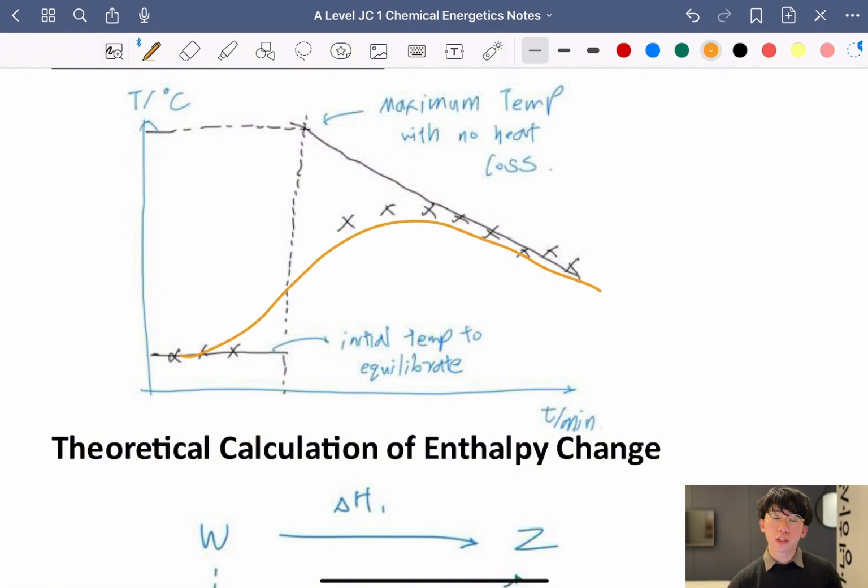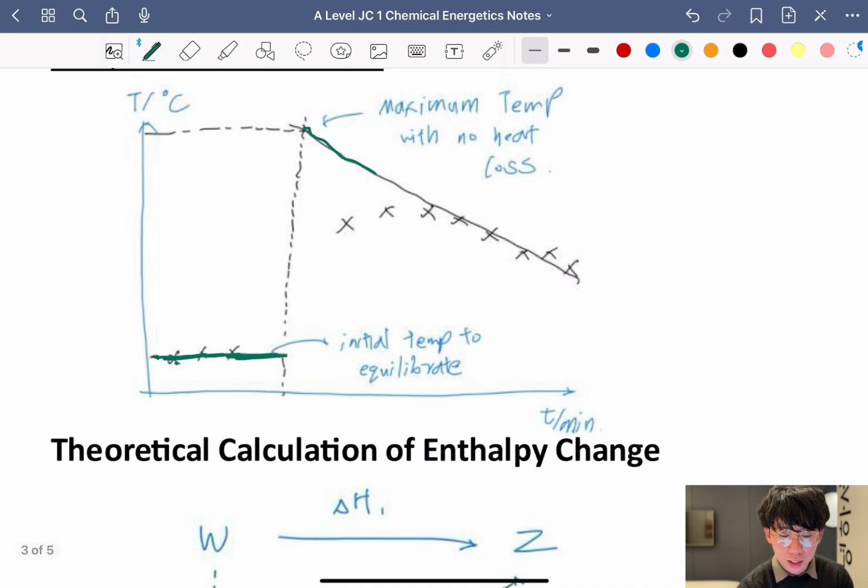But in order to determine the actual maximum temperature change, what you could do instead is draw a first line to show the initial temperature. Usually the initial temperature will be taken over a few minutes to equilibrate, and then after the reaction starts, you would want to draw this straight line down here, as you can see. This straight line determines the maximum temperature increase of the reaction.